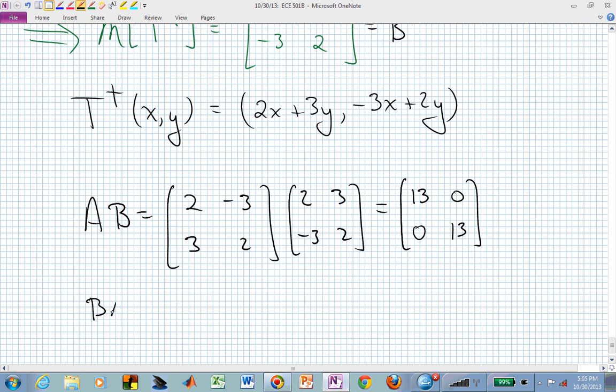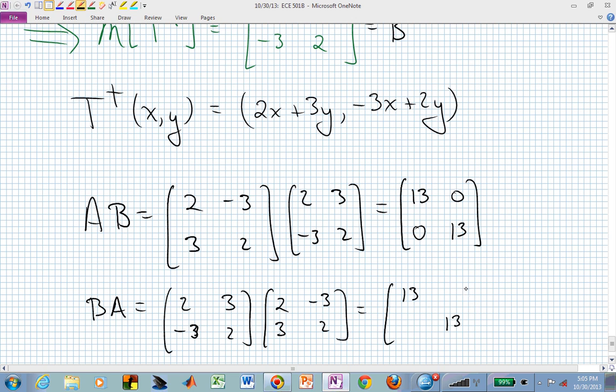Now if I look at BA, does the map and its adjoint commute? That's what I'm checking. This is now 2, 3 minus 3, 2 times 2 minus 3, 3, 2. And again, on the diagonal, I get 4 plus 9. The off diagonals, I get zeros, don't I? 6 minus 6.